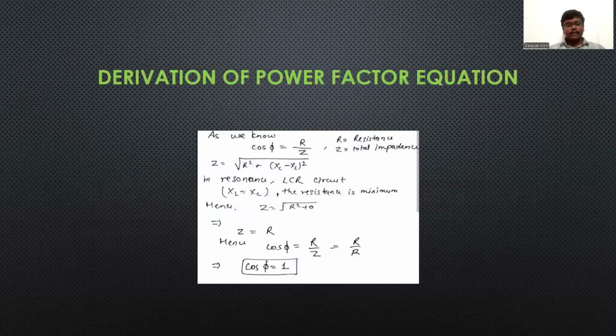Derivation of power factor equation. Here is the derivation for the power factor equation. As we know, cos phi equals R by Z. Z is equal to the root of R square plus XL minus XC whole square. In a resonance RLC circuit, we know that XL equals XC, which is omega L equals 1 by omega C. The resistance is minimum. Hence, Z equals root of R square plus XL minus XC, which is 0, square. So Z equals R, hence cos phi equals R by Z, which is equal to R by R. Hence cos phi equals unity.